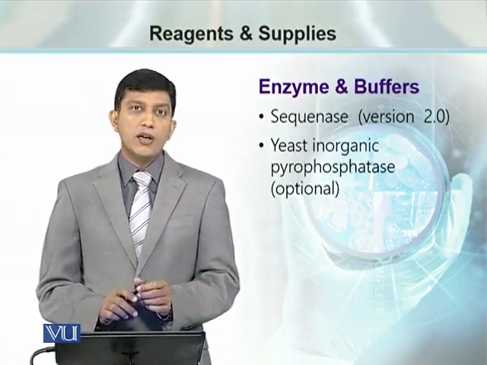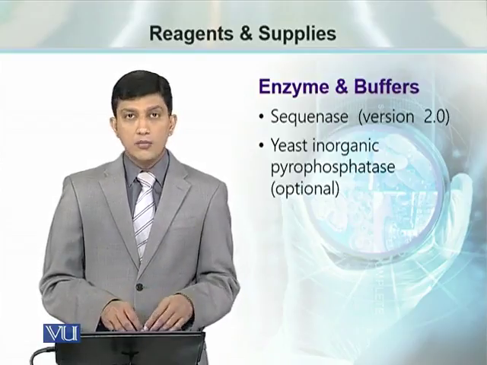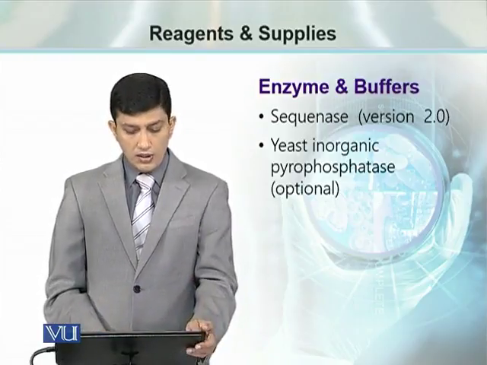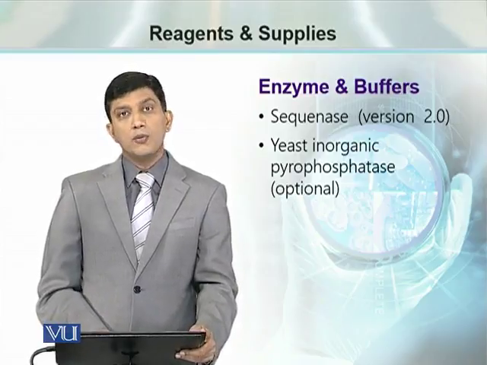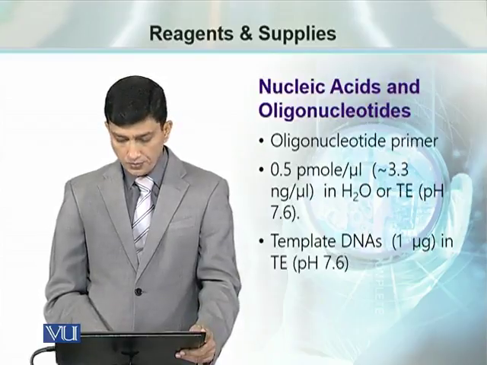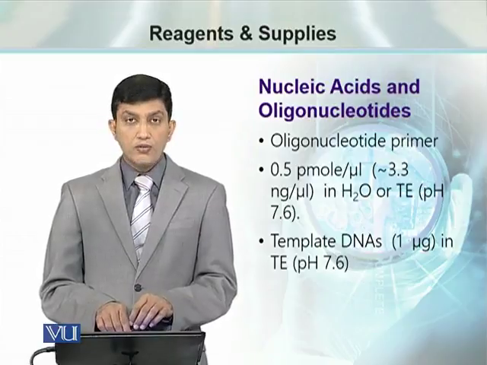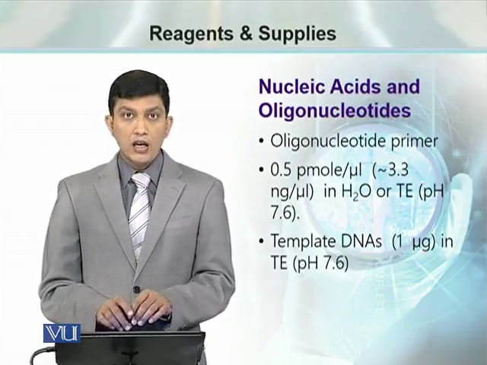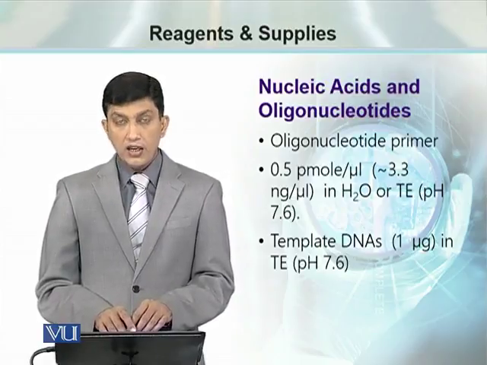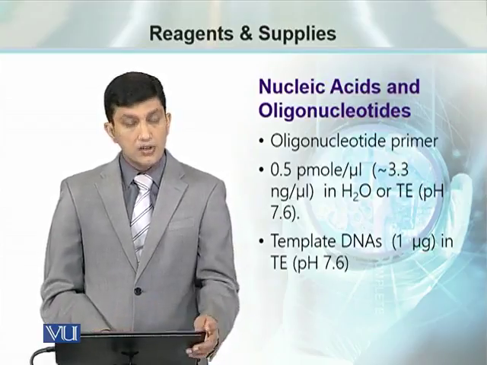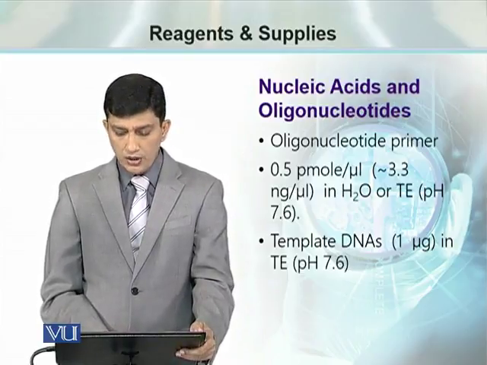Sequenase enzyme is required, and an optional enzyme, yeast inorganic pyrophosphatase, may be required. That is an option if you need to use it depending upon the experimental conditions. Oligonucleotide primer at a concentration of 0.5 picomolar in water or TE buffer. Then template DNA 1 microgram in TE buffer, that is trace EDTA buffer, pH 7.6.